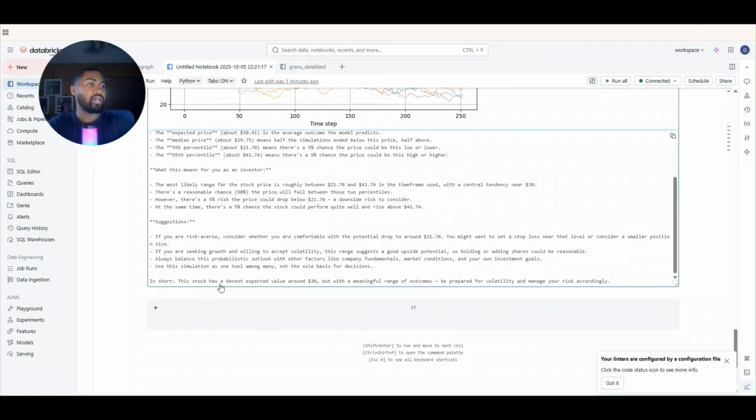In short, this stock has a decent expected value of around $30, but with a meaningful range of outcomes. Be prepared for volatility and manage your risk accordingly.